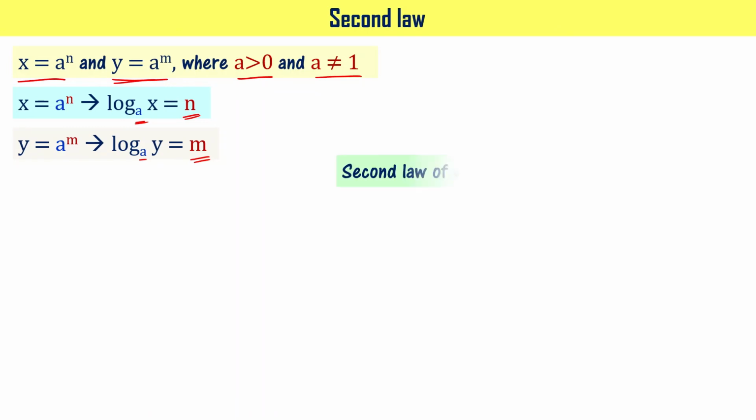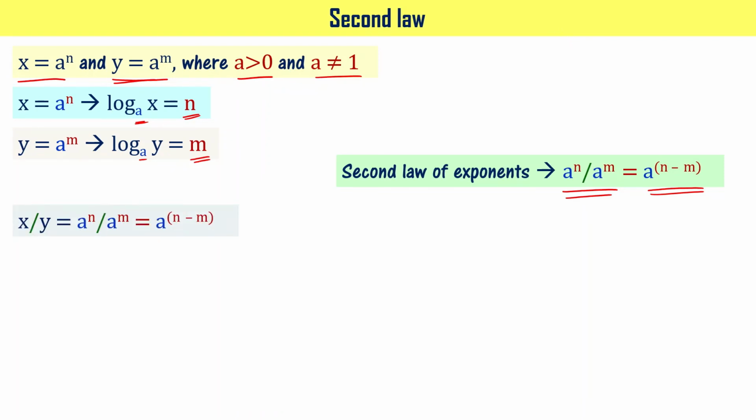x by y. Let's consider x by y. For that, we need to simplify, and we need the second law of exponents, that is a power n divided by a power m equal to a power n minus m, right? When you write x by y, that is going to be a power n divided by a power m, right? As per the second law of exponents, it can be written as a power n minus m. Got it? x by y equal to a power n minus m.